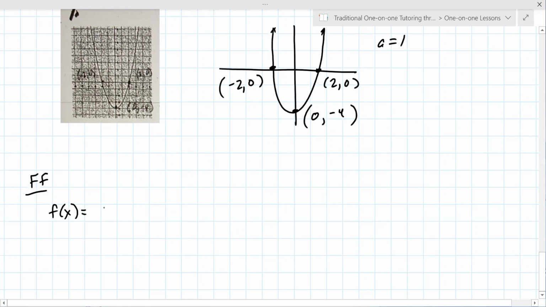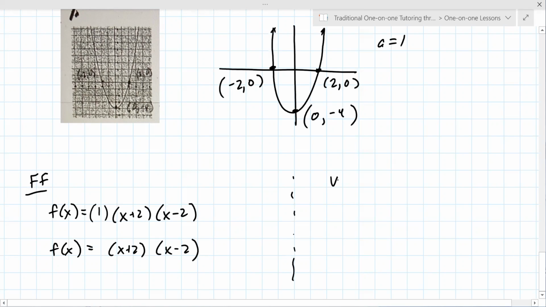What's your answer? y equals 1 parentheses x plus 2 and x minus 2. Okay, and if we do this pretty step, it becomes x plus 2, x minus 2. Now let's do vertex form. So I'll stand by here. Can you give me this in vertex form?